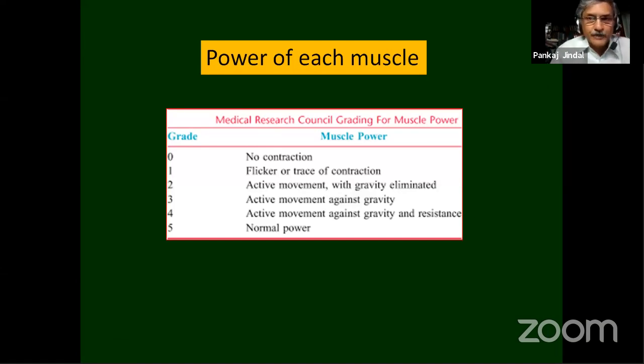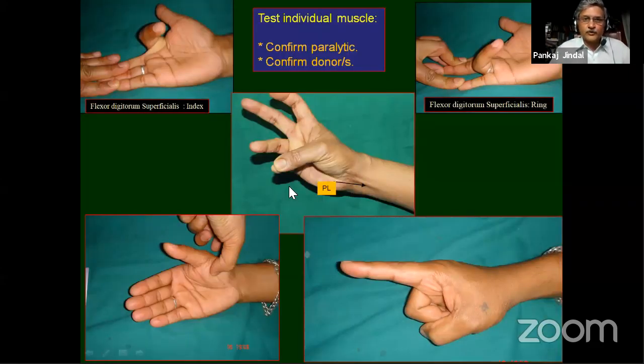You are supposed to know the power of each muscle, and based on the Medical Research Council grading, 0 to 5, this is extremely important because based on this, you are going to do your tendon surgery. I'll come back to that in a little while, but you must know how to grade them based on MRC. Professor Kotwal again made my life easy here.